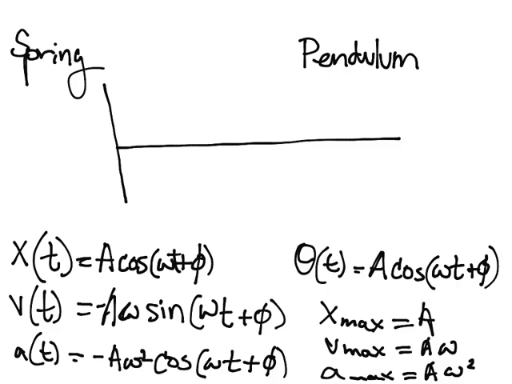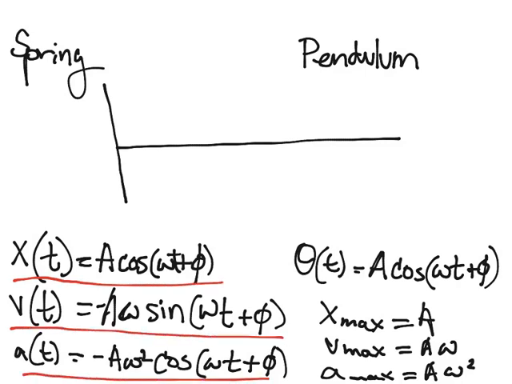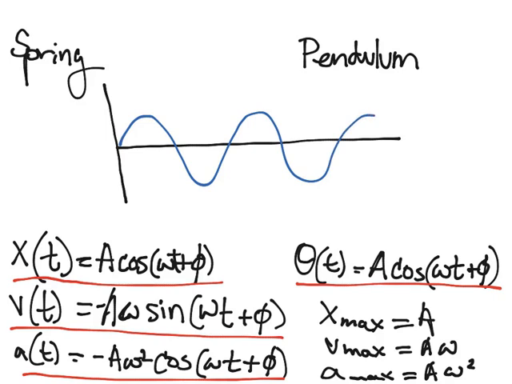Okay, so for a spring, we have equations for position, velocity, and acceleration, and they're pretty much the same for a pendulum, except that instead of talking about position as a function of time, we're talking about angle as a function of time. And all of these functions are going to look sinusoidal. And what that basically means is they move up and down. Okay, so let's say this is a position time graph.